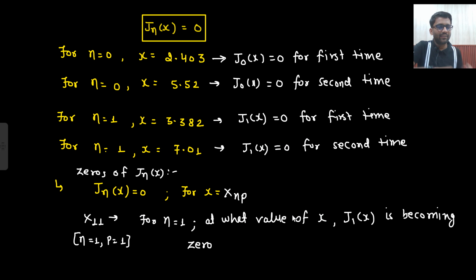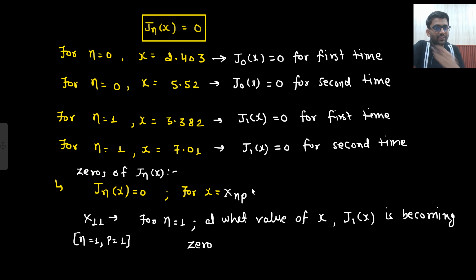Similarly, here as well I will get the value of x, and that value I am denoting as xnp, because I know that Jn(x) will be 0 for multiple times. It will be 0 for the first time, then second time, then third, fourth, fifth time. Now the n value can also change. N can be 0, 1, 2, 3. So that's why I am denoting it as xnp.